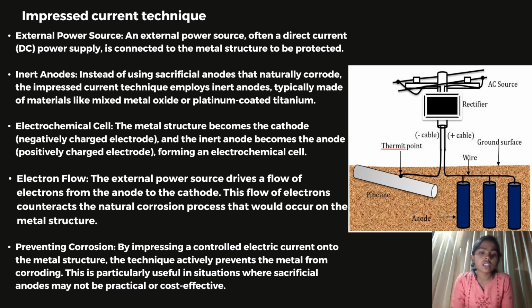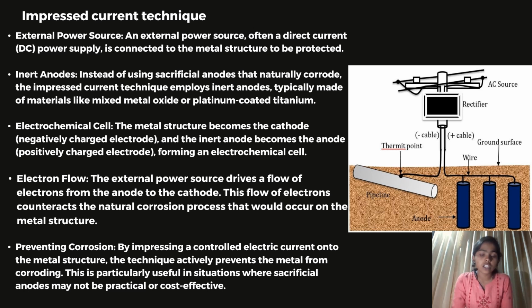Inert anodes. Instead of using sacrificial anodes that naturally corrode, the impressed current technique employs inert anodes, typically made of materials like mixed metal oxide or platinum coated titanium. Electrochemical cell. The metal structure becomes the cathode, meaning the negatively charged electrode, and the inert anode becomes the anode, meaning the positively charged electrode, forming an electrochemical cell.